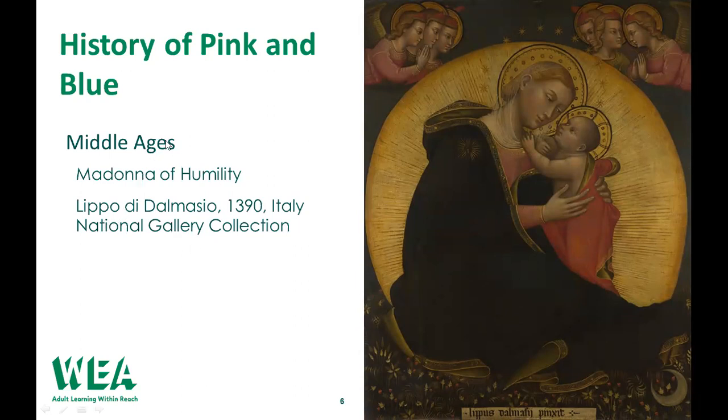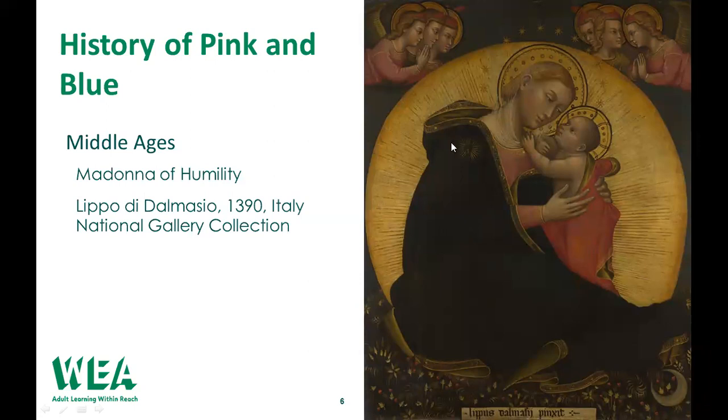So the history of pink and blue. In the Middle Ages, there are a lot of images of Mary, the Madonna, with blue. And from this image here, which is from 1390, Italian, Lippo di Dalmazio, this cloak here is actually blue, but it's faded over time because it was made from azurite. So the pigment azurite, compared to ultramarine, faded over time. So this would have been really bright blue when it was first painted.